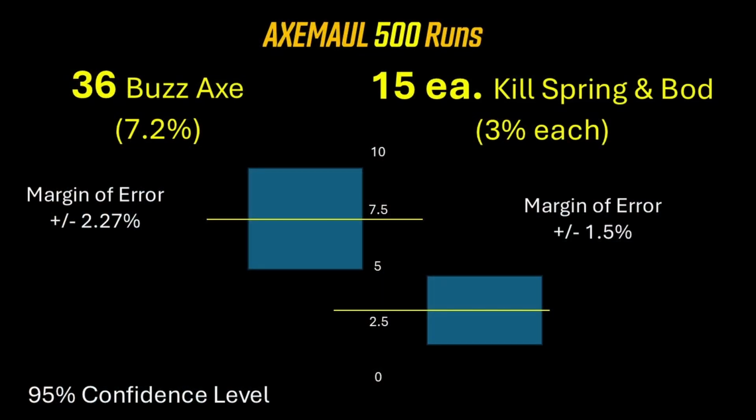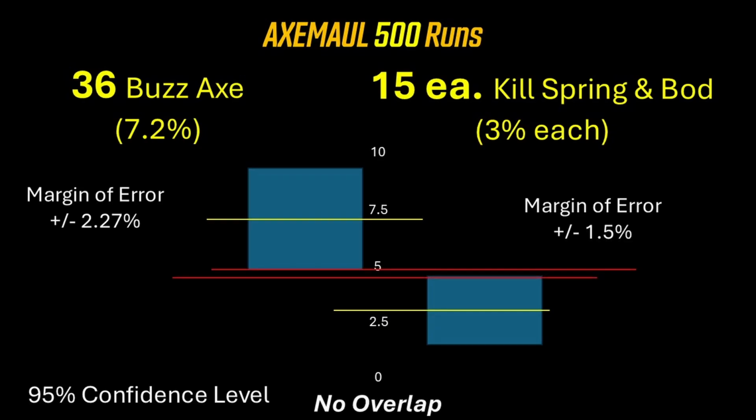K6 recently farmed Axmal 500 times. He got 36 Buzz Axes, 15 BODs, and 15 Kill Springs. This would appear to indicate that the Buzz Axe may have a higher drop chance, and if we do the margin of error calculation at 95% confidence level, there is no overlap between the Buzz Axe and the other two.